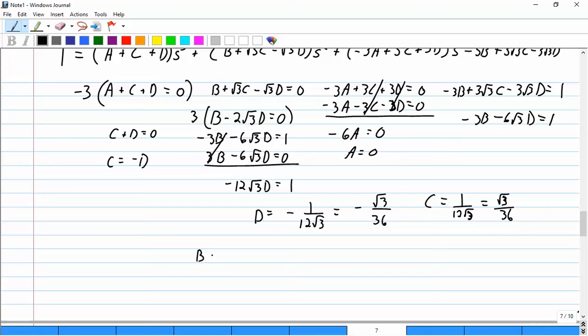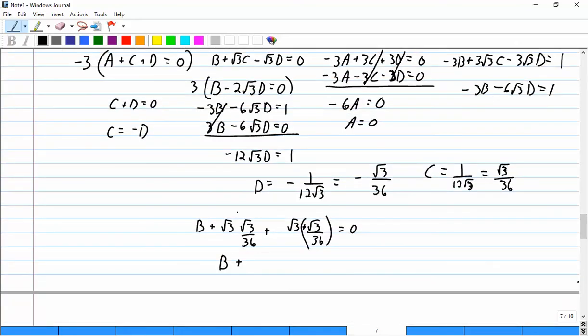Let me go ahead and do that then. So it's b plus square root of 3 times square root of 3 over 36 minus square root of 3 times negative square root of 3 over 36 equals 0. So go ahead and make those fractions. That'll be b plus, that's 3 over 36, or 1/12, plus 1/12. So that's 2/12 or 1/6. So I get b equals negative 1/6.